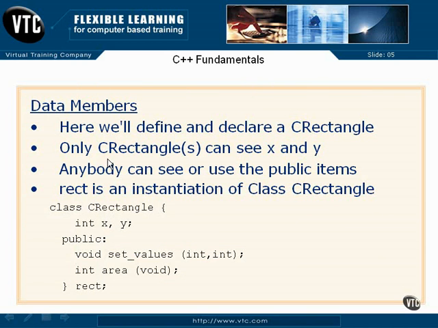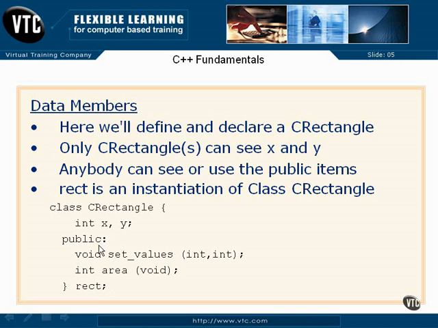Now only CRectangles, like rect here, can see the X and Y. So when rect is created, it knows that it has an X and Y, but nobody else is allowed to know that, because when you start a class declaration like this, the default set of access specifiers is private. So int X and Y here are private. Nobody can get to them.